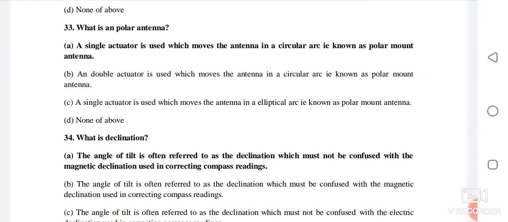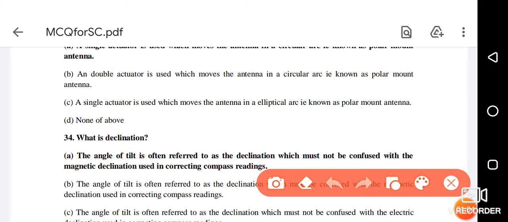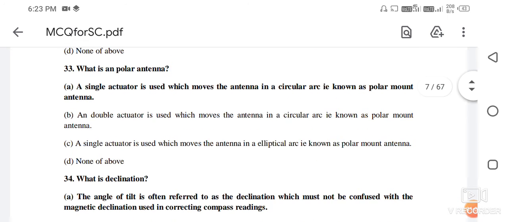What is a polar antenna? So the polar antenna is a single actuator used to move the antenna in a circular arc, which is known as a polar mount antenna. Next question.